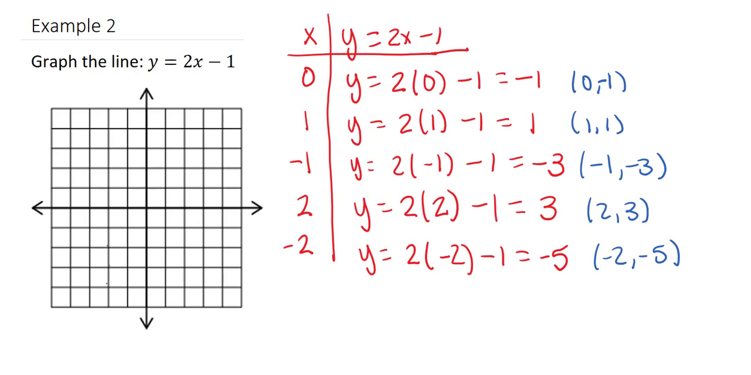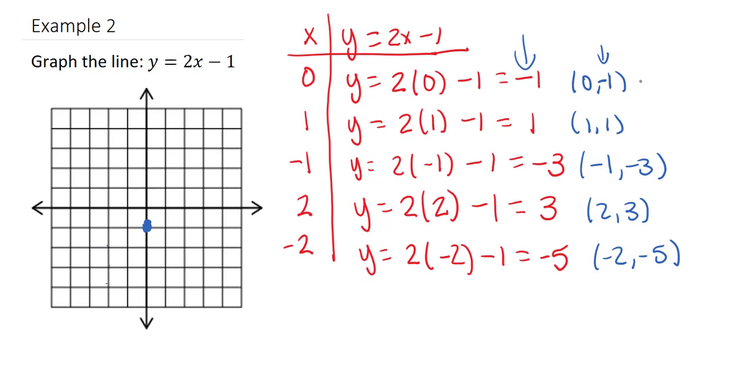Now let's graph these points, and then we will draw the line between them all. So let's start with the first one. Whoops, I made a mistake because this is definitely negative 1. So this is 0, negative 1. So that means we start at the origin. We don't go to the left or the right because x is 0. So we just go down 1. That's where negative 1 is for y.